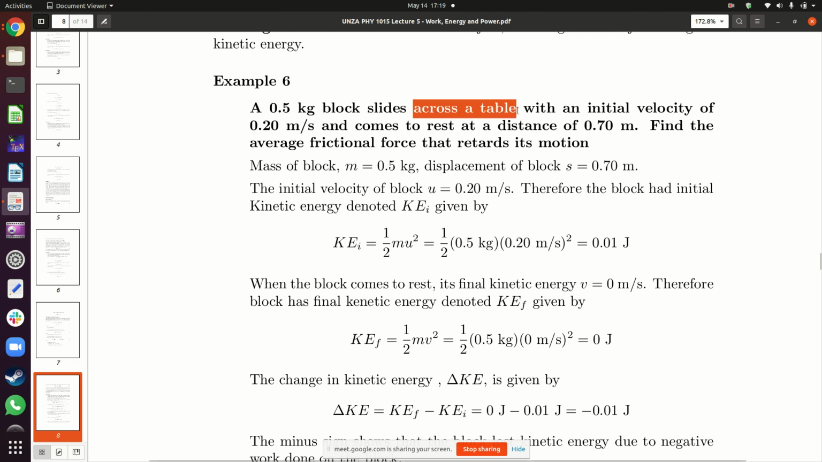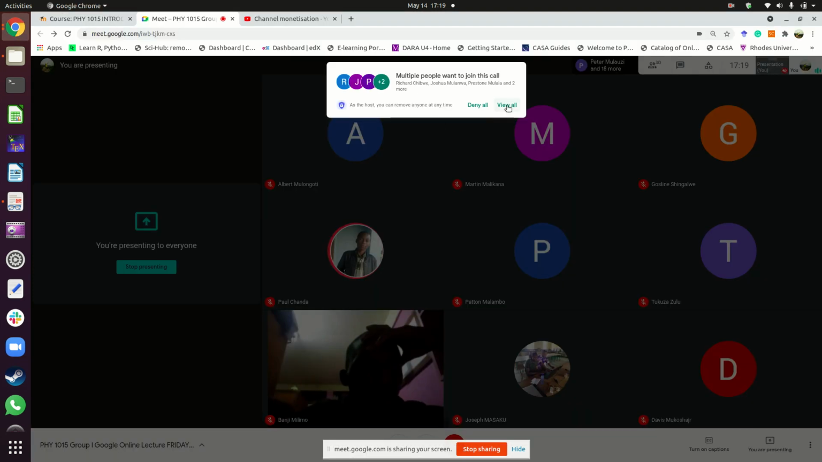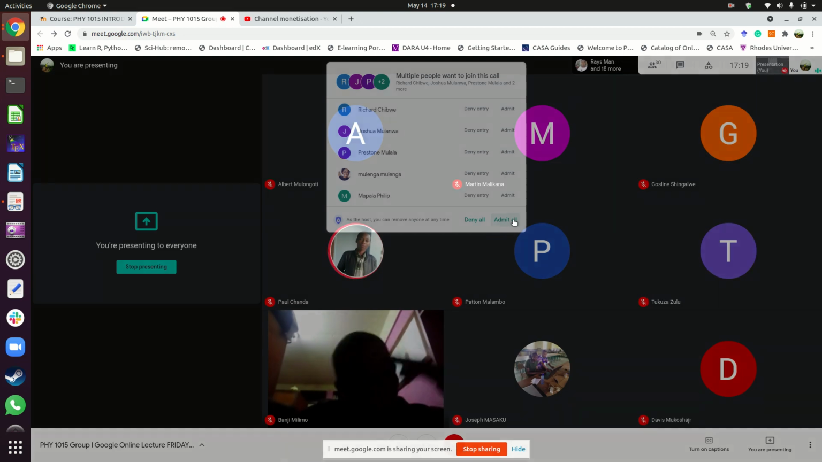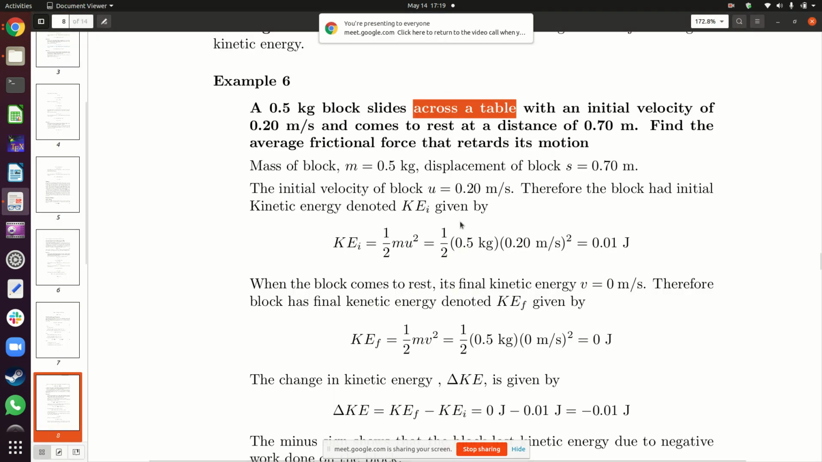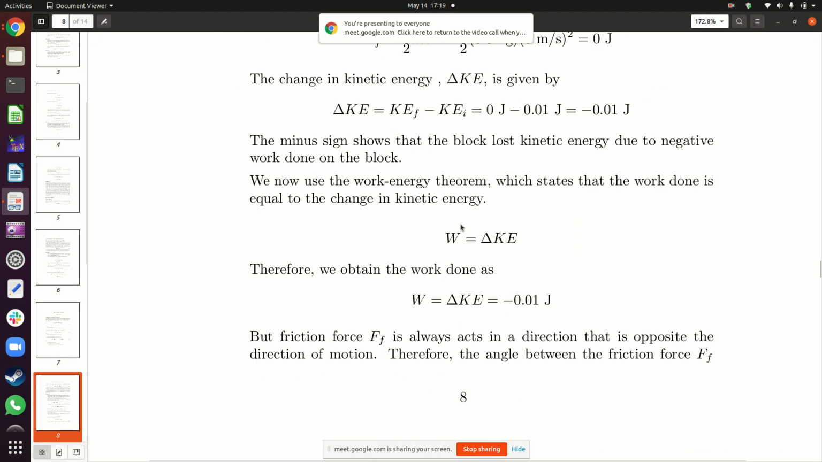Across a table, if something slides on a table, there is no change in gravitational potential energy. So the gravitational potential energy is the same. So the change in gravitational potential energy is equal to 0.